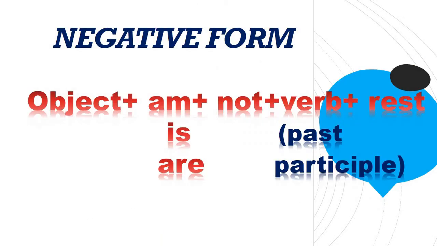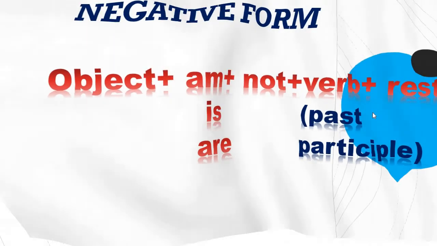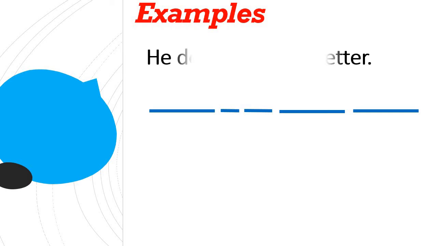Now let's move to the negative form of simple present tense passive voice. This is the structure. First you have to write object, then the be verb am, is, are, then not, then verb past participle, rest. Let's move to an example. Look at this sentence. He doesn't write a letter.